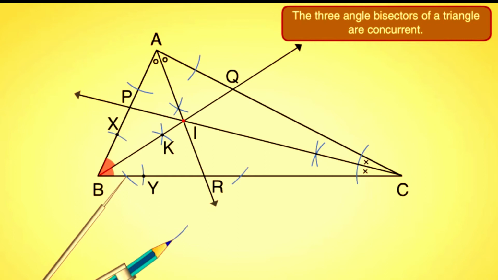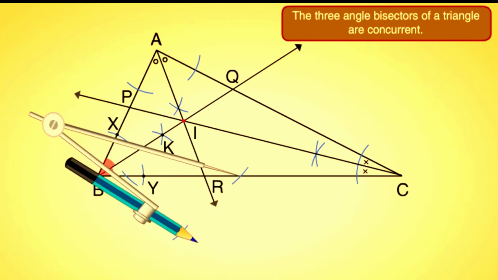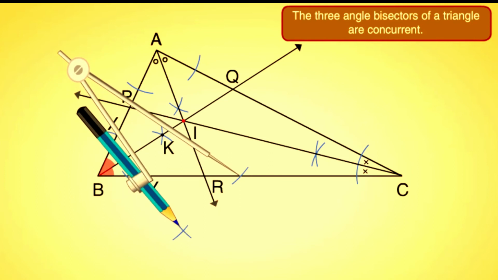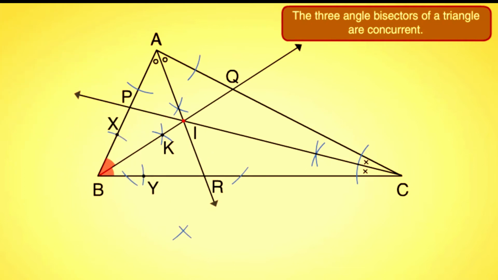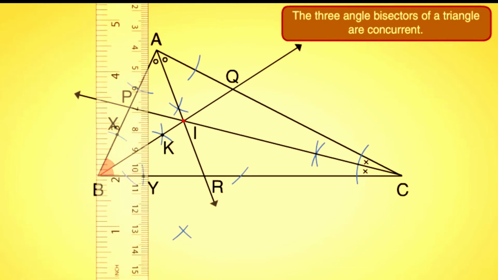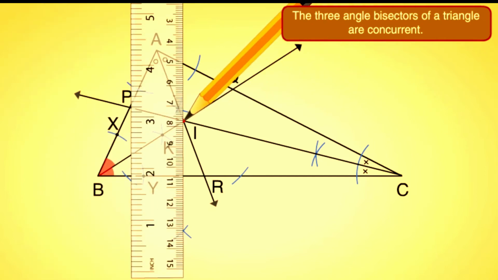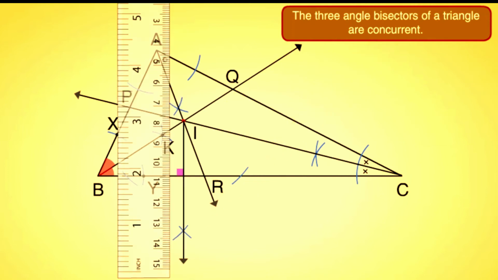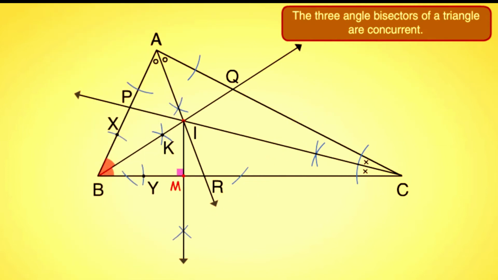Without changing the radius, place the tip of the compass on the second arc and draw another arc which intersects the previous arc. Then draw a ray using a ruler which starts from point I and intersects side BC. Here we got one point, label it point M.